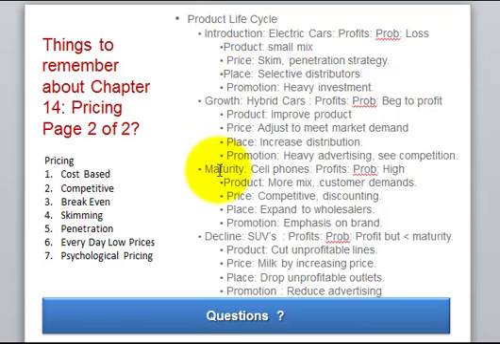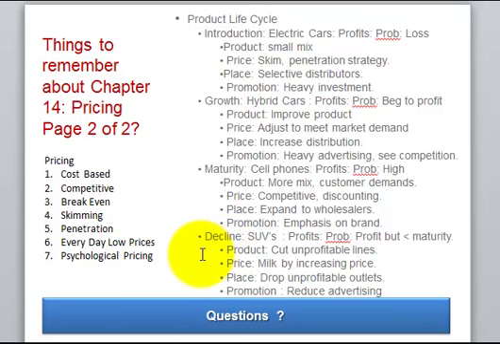Then you get into a growth stage, and a lot of your strategy will change. You'll adjust the price to the market. You'll increase your distribution outlets, especially if the product's been successful. You'll continue heavy promotion. You'll begin to break even and see a profit. At the maturity stage, such as cell phones, you'll have very high profits and very competitive pricing. You'll expand your wholesalers, and your promotions will now emphasize the brand that you've built up.